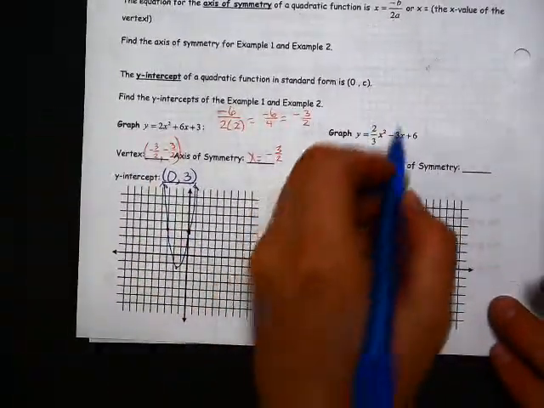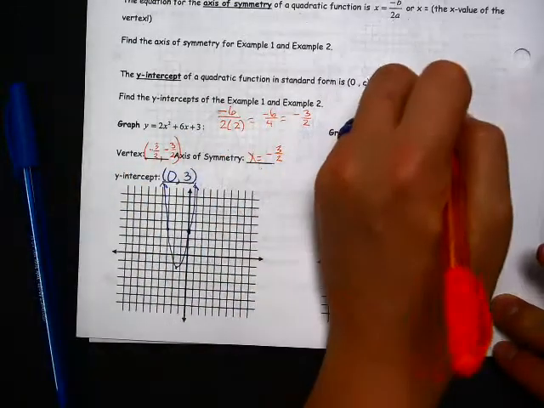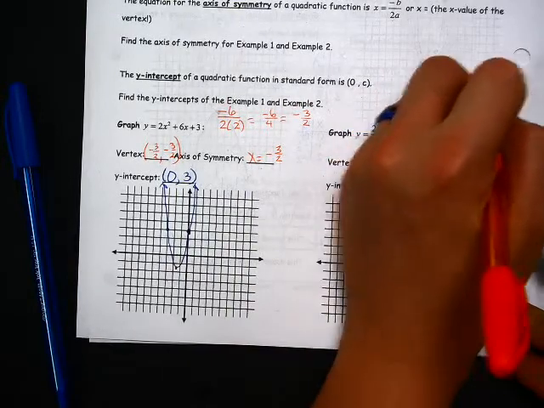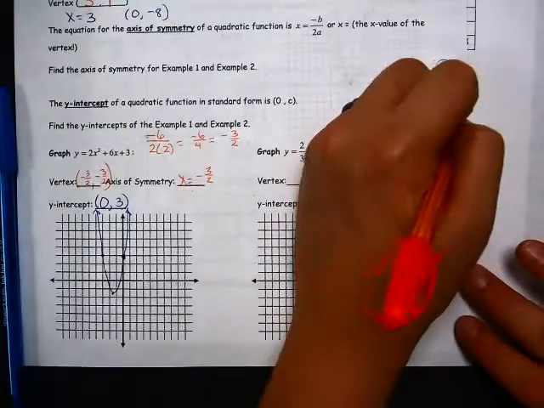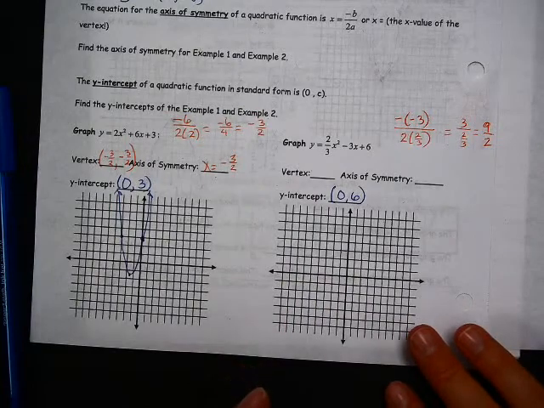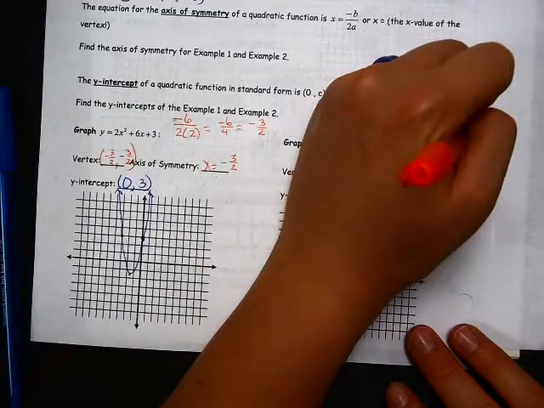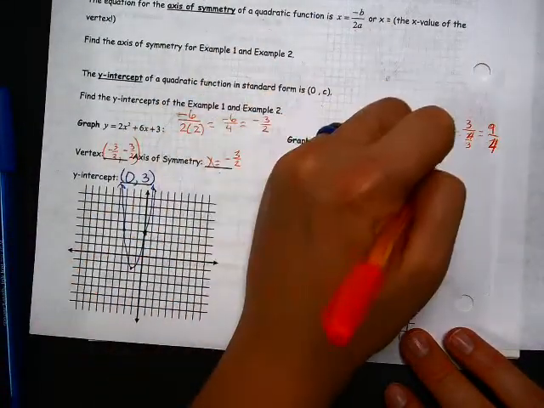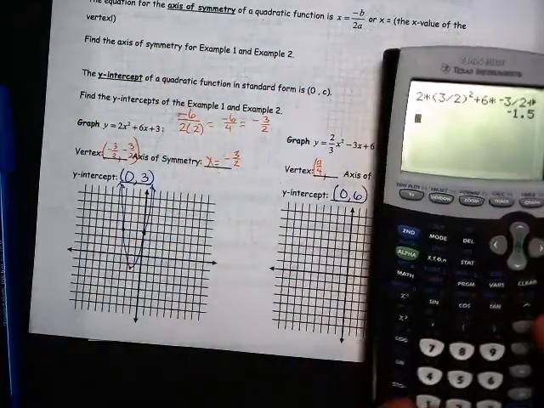Okay, so now let's find this one. Y-intercept, again my favorite, (0, 6). Vertex, so negative negative 3 over 2 times 2/3. So I get 3 over 4/3, so I'm going to get 9 halves... hold on, that's 4, so 9/4. Okay, so 9/4, x equals 9/4, and I'm going to cheat again because I really don't like fractions.